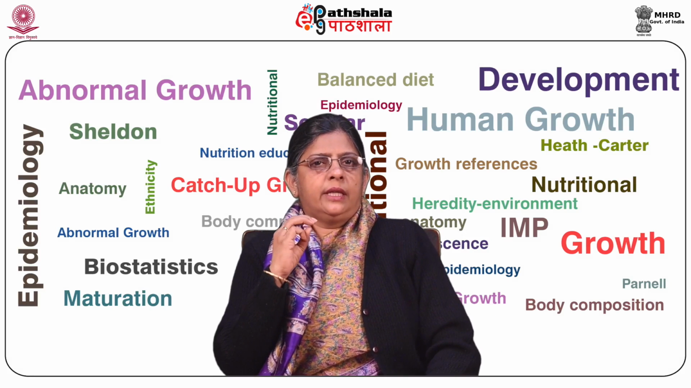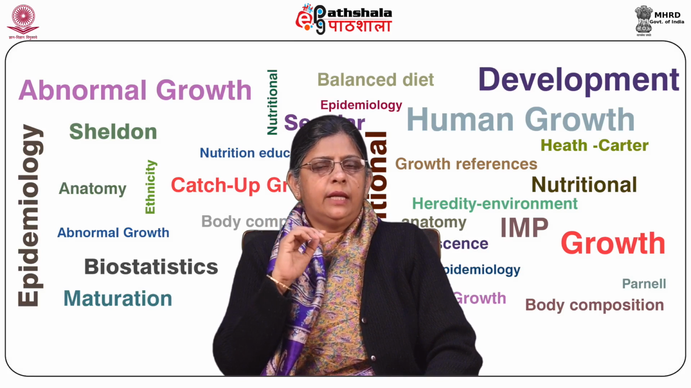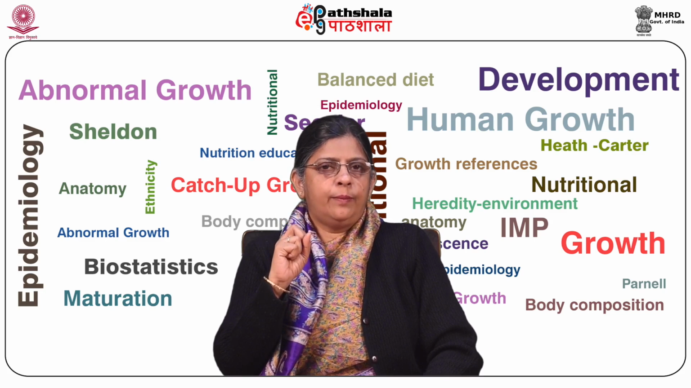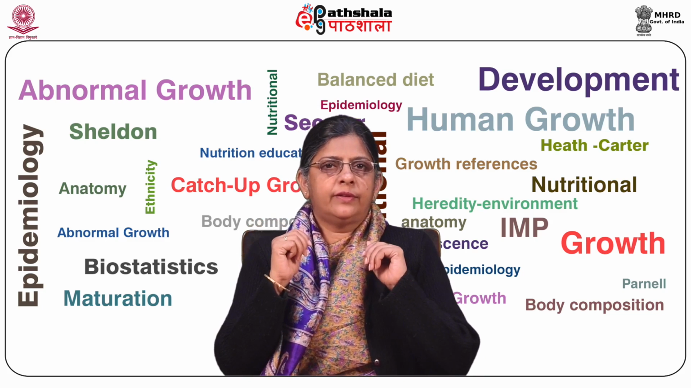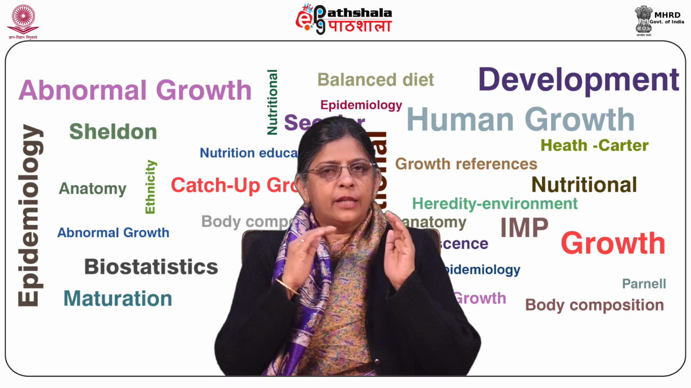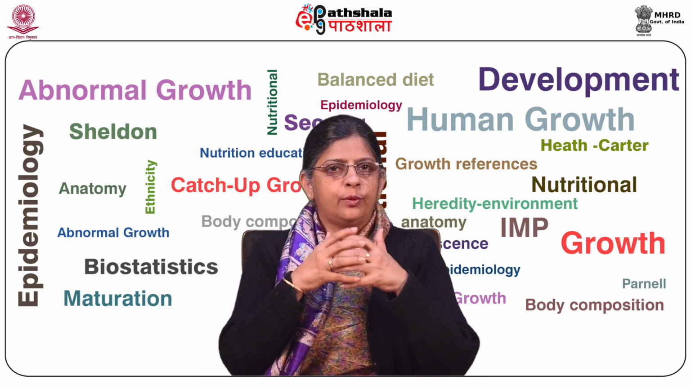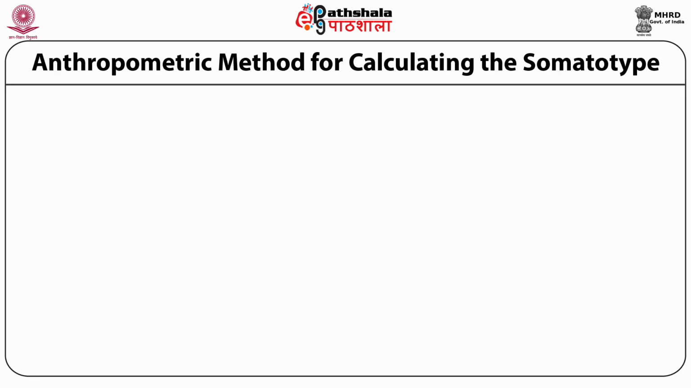There are 3 ways or techniques of obtaining the somatotype. 1. The anthropometric method, in which anthropometry is used to estimate the criterion somatotype. 2. Photoscopic method, in which ratings are made from a standardized photograph. And 3. The anthropometric and photoscopic method, which combines both the anthropometry and the ratings from a photograph. Anthropometric methods for calculating somatotype. Now let's take them one by one.